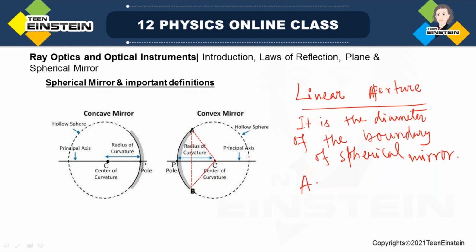Here see, linear aperture is AB. This is the line which is actually the diameter of this curvature itself. Okay, so this is the linear aperture here. AB is the linear aperture. If I join the two ends of this spherical mirror like this, the line we get is actually the linear aperture.